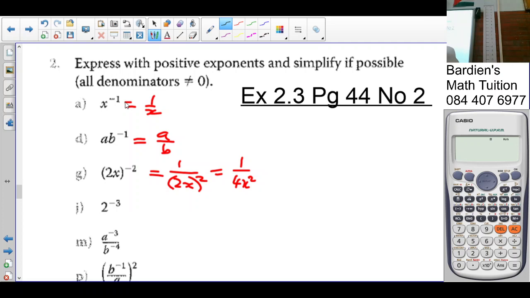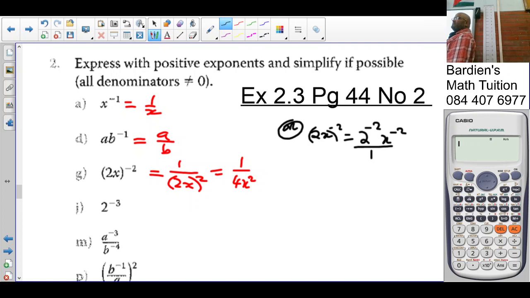Or I could have said 2x to the minus 2. Remember, there's a 1 as the exponent on the 2 and on the x. So that's going to be 2 to the minus 2, x to the minus 2. You all okay with that? But actually, this is over 1. So where would this go? 2 to the minus 2 goes to the denominator, which is 2 squared. x to the minus 2 goes to the denominator, x squared. So there's a 1 on top. So what is 2 squared? 4. So it's going to be 4x squared. You can see the same answer. You can do it either way.